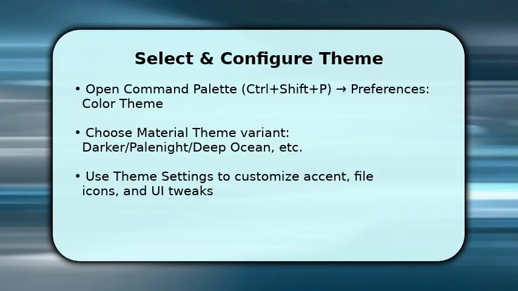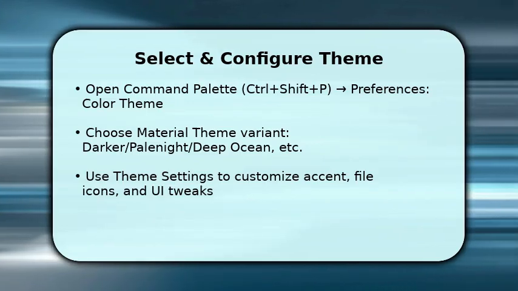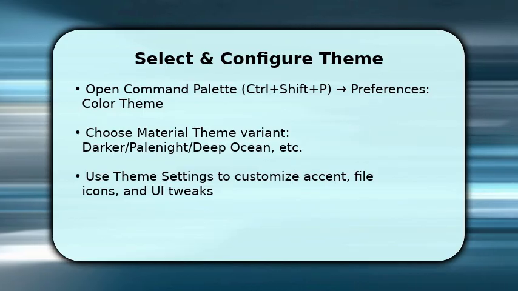Once the extension is active, open the command palette with Ctrl+Shift+P and run Preferences: Color Theme to view Material Theme variants. You will see names like Palenight, Darker, and Deep Ocean. Pick one and observe immediate changes.